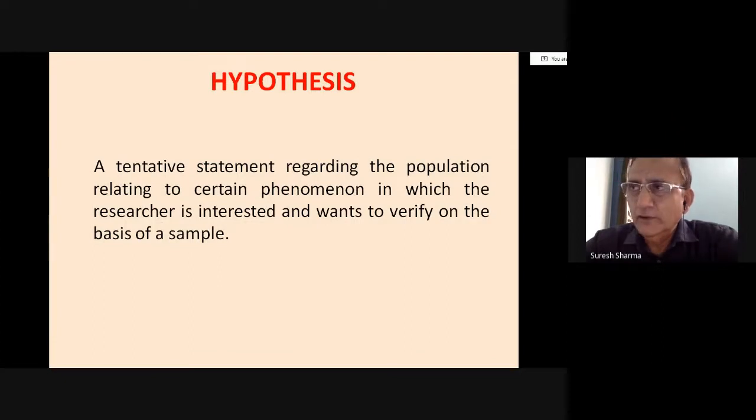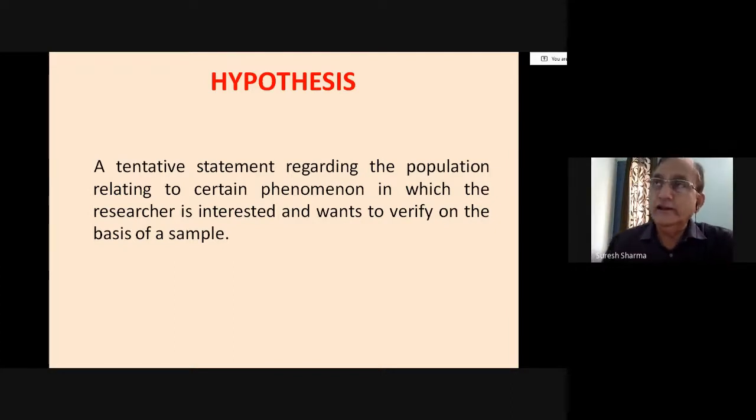The first thing is, what do we mean by hypothesis? Some people say there is a negative hypothesis and a positive hypothesis. I have also seen this in some substandard books. Let me tell you, there is no concept of negative and positive hypothesis in statistics. If you look at the definition, a hypothesis is a tentative statement regarding the population, not regarding the sample, relating to a certain phenomenon. That means relating to height, weight, BMI, etc., in which you are interested.